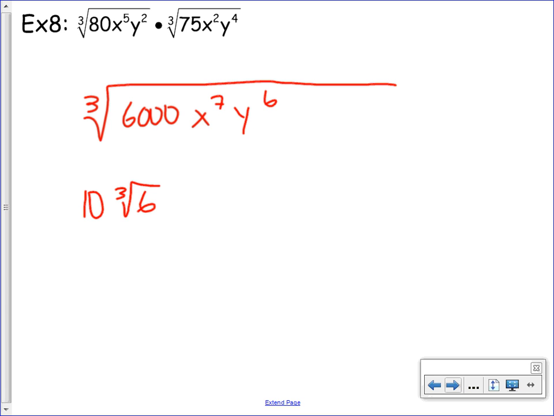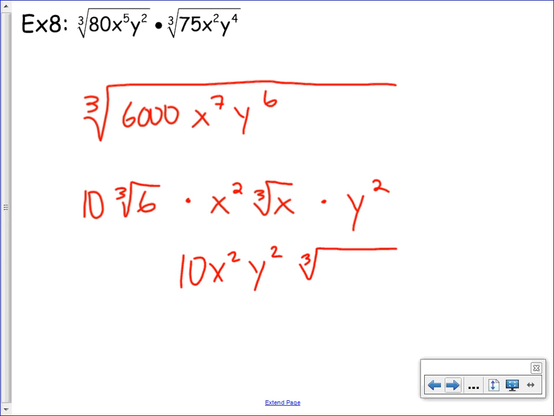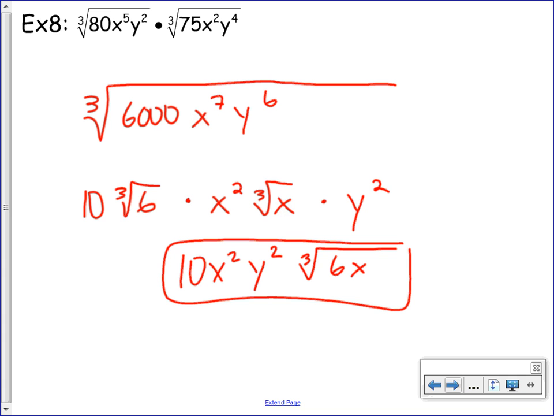How many times is 3 going to 7? Twice with 1 left over. And then y squared. True? So 10x squared y squared cube root of 6x. Do I need a plus or minus for this one? No. Good to go.